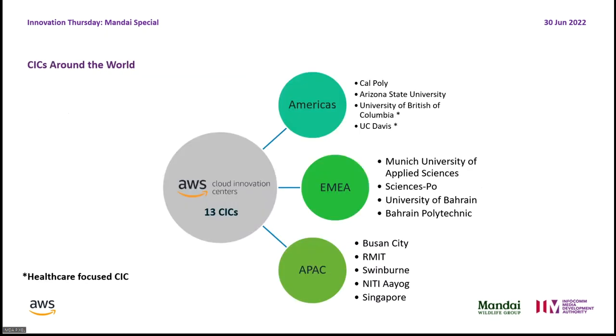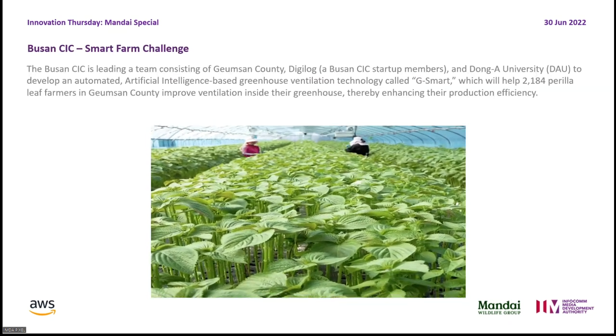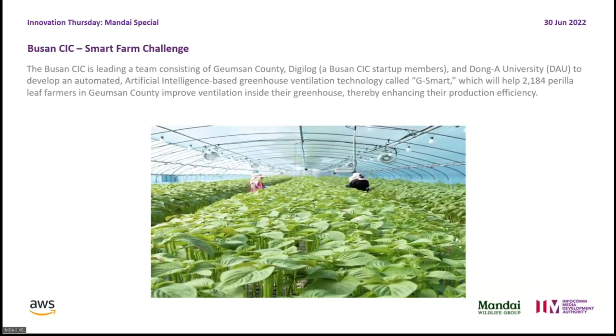So just to let you know, Cloud Innovation Center is here in Singapore, but it's also across the world. You can see we have 13 centers around the world. We are a network of innovation centers. We can tap on these various different centers for expertise as well. I just want to quickly move on to some examples of what we've done.